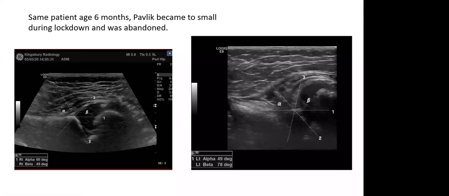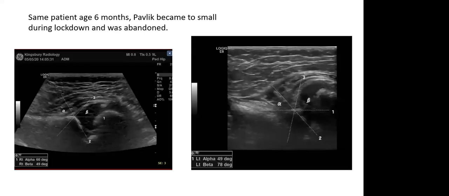Yeah, so the left hip is still dislocated. In this particular case, at 6 months I would opt for a closed reduction, attempt a closed reduction, and put him in a harness. In this particular situation.